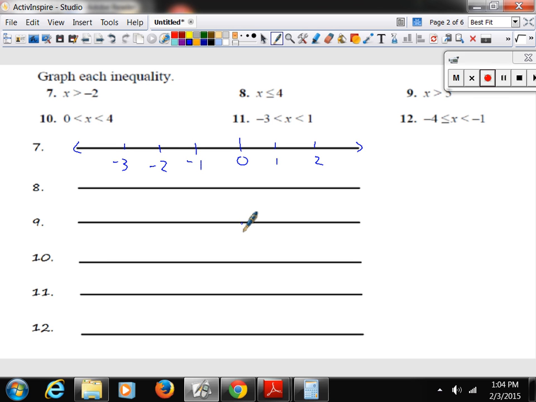You're going to use an open dot because it's not equals. So that means -2 is not a right answer. -2 is not greater than -2. So it's got to be an open dot. Greater than would be all of these numbers. Some of you like to shade above the graph. Some of you like to shade on the graph. You can shade it however you like. You just need to make sure you fill in the arrow. Filling in the arrow tells you it goes on forever.